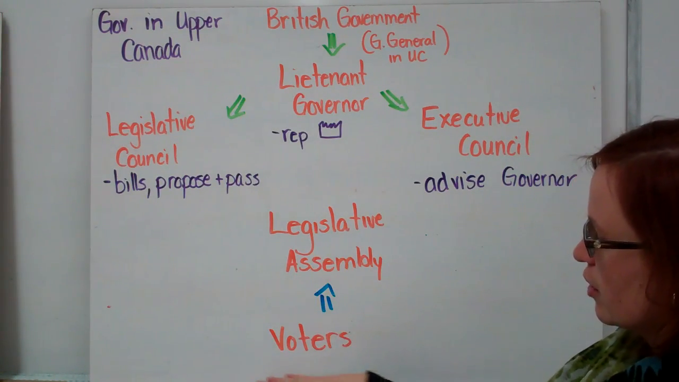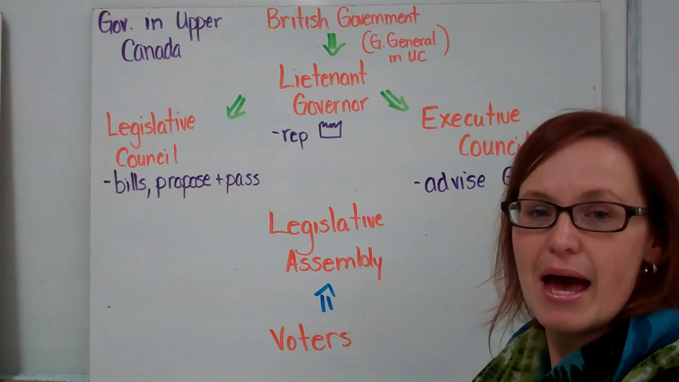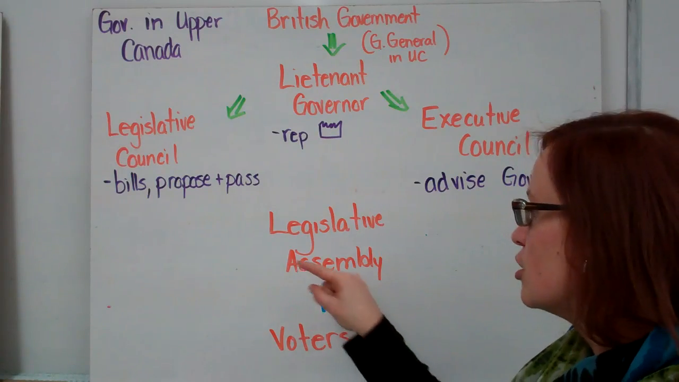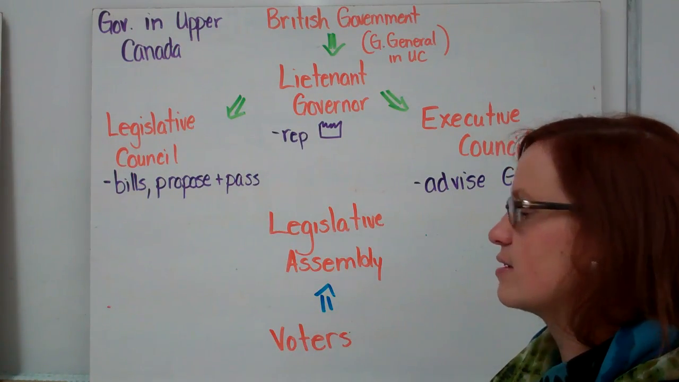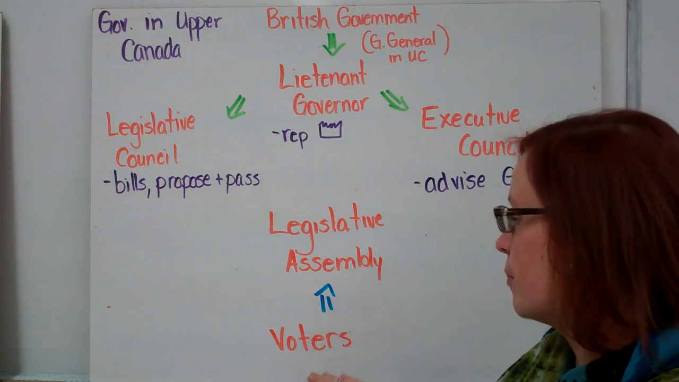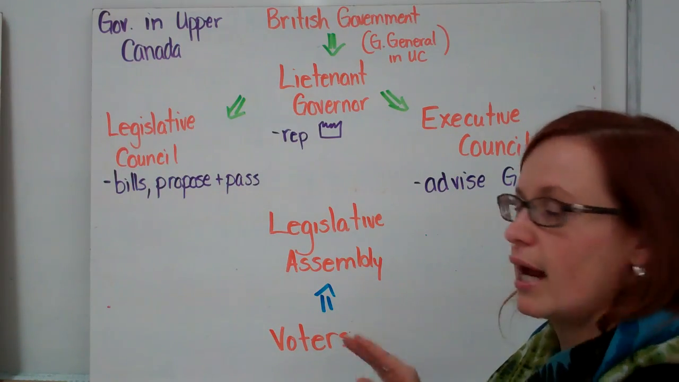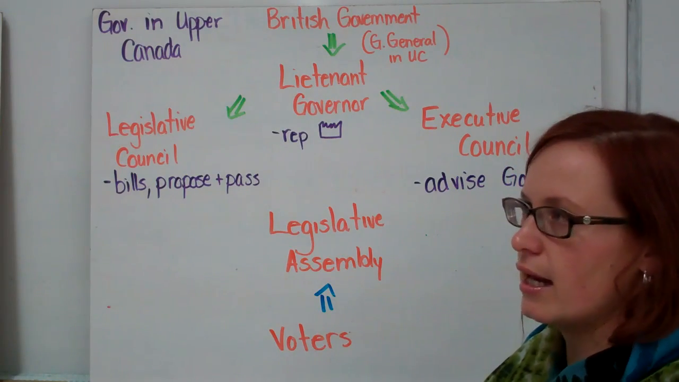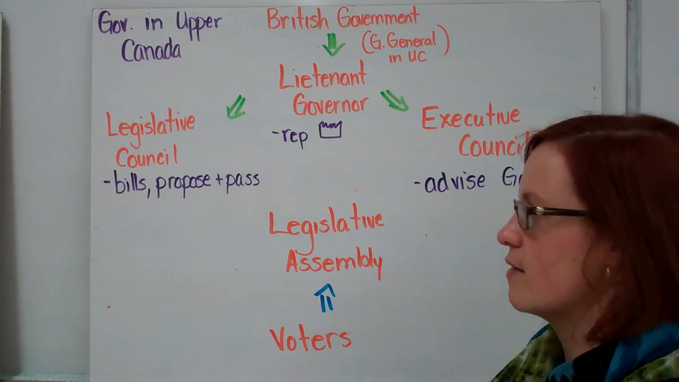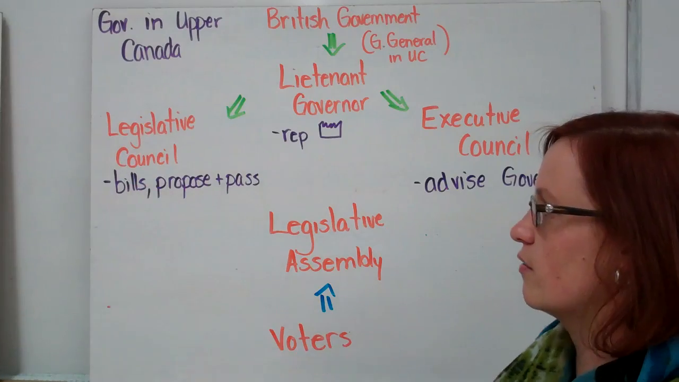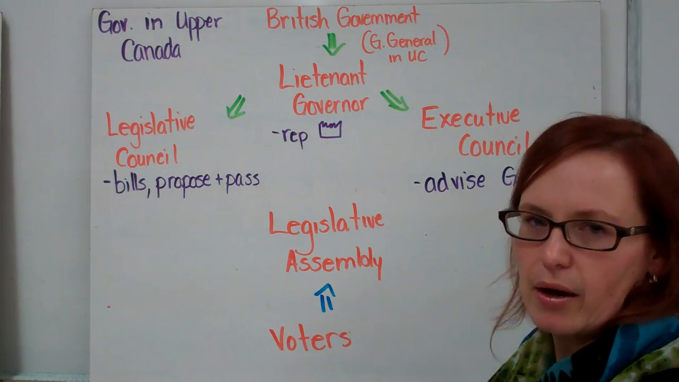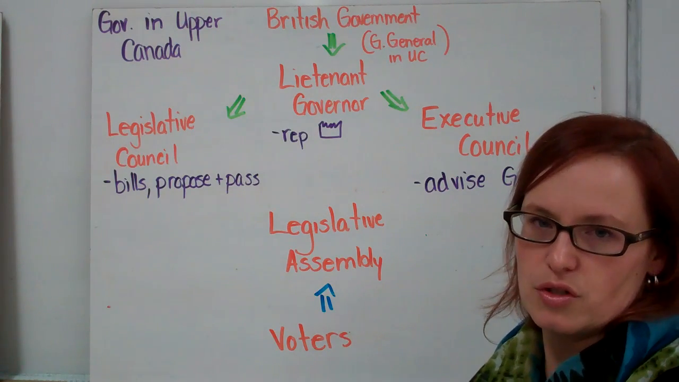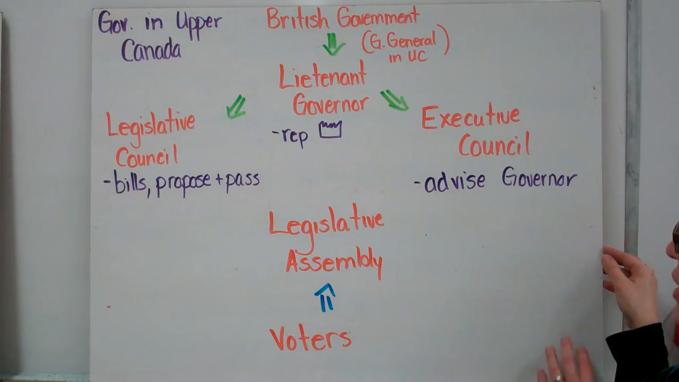Now from the bottom, the voters, so any free men who owned property could vote for a representative in the Legislative Assembly. So the men that were in the Legislative Assembly were voted for by the people of Upper Canada or Lower Canada to represent them within this government. And again, they were involved with deciding about taxes and how that money would be spent. And they would propose bills for the Legislative Council to think about and decide whether or not they were going to pass. And they were involved with local needs and local concerns. So you can see how it's organized.